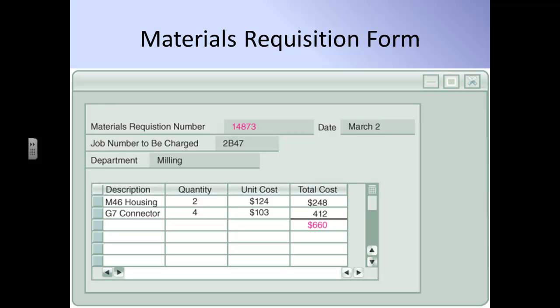In this picture of the materials requisition form, you can see that they identified the job number to be charged, and it identifies the quantity and cost of each item that is needed from the storeroom. This materials requisition form easily shows that the total cost of the materials for this job that are being requested with this requisition is $660. These are the costs that we need to know so that we can trace them to individual units.